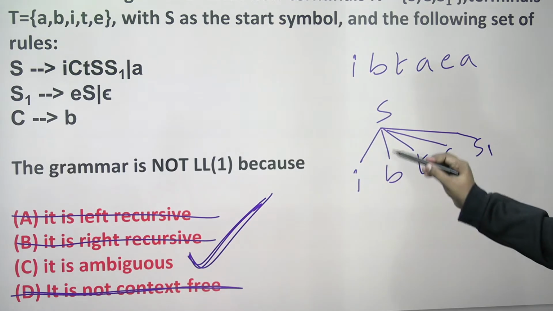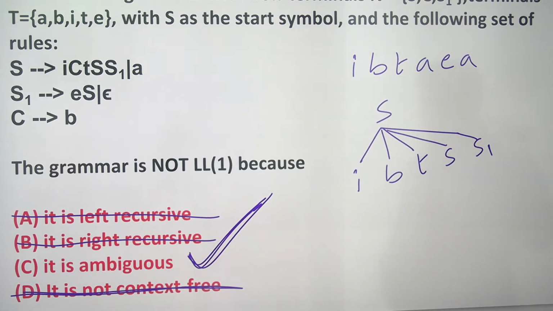IBT AEA: S goes to IBTS S1, that is fine. Now see this one. Can anyone help me now? S1 is replaced by what? The answer is ES. This is S replaced by A.